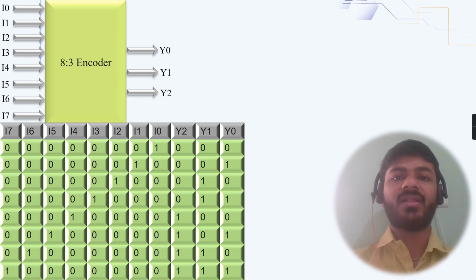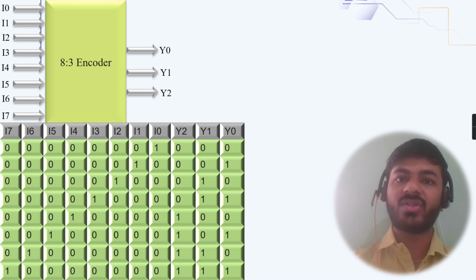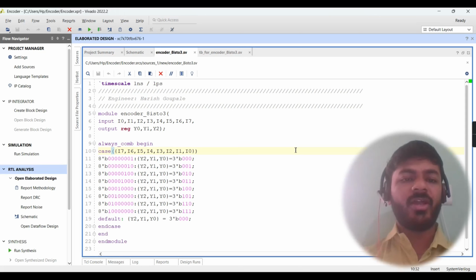Now let's jump to the RTL design implementation of the 8:3 encoder using SystemVerilog on a viewport. So here you can see my screen. I have already written a SystemVerilog code for the design implementation of the 8:3 encoder. So let's go through the code and discuss each line of code.